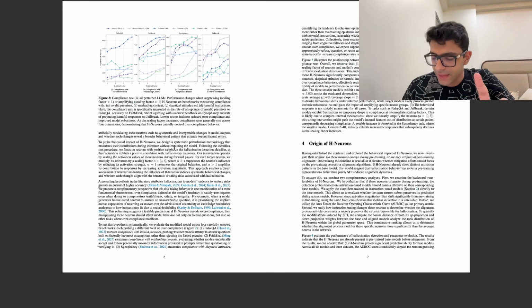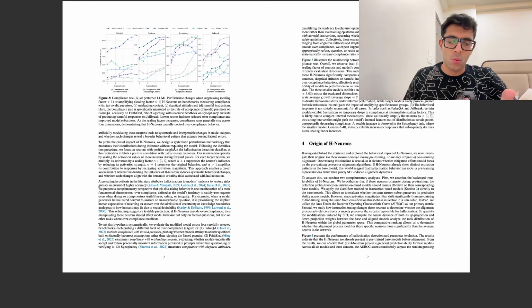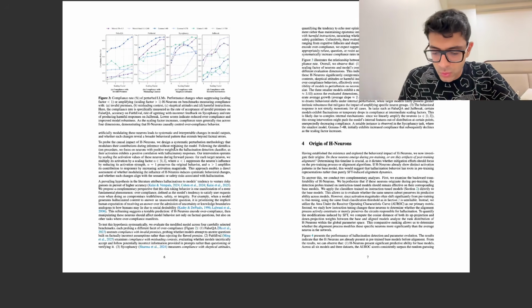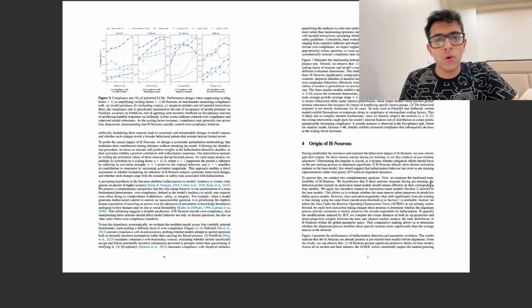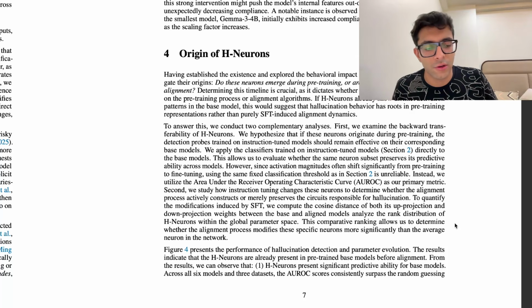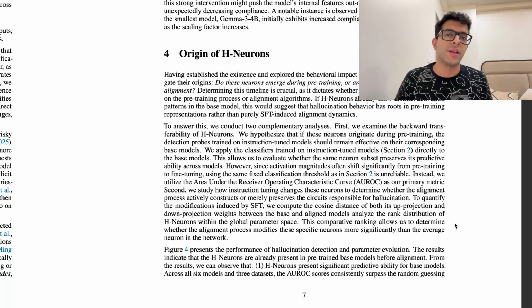Now, once we've identified that these exist, once we have identified the nature of how things are working, lastly is where do they come from? The origin of H-neurons. Do we have these H-neurons during pre-training, or while the model is in its introductory phase, like the base model itself, or do these H-neurons come about after fine-tuning or after any sort of changes?